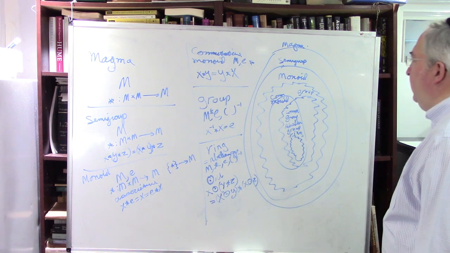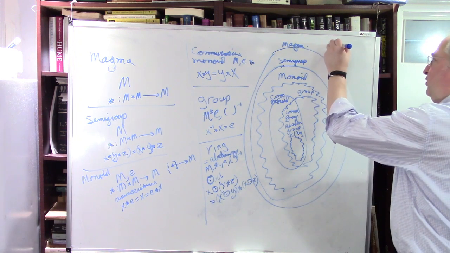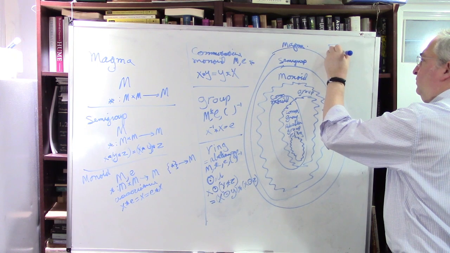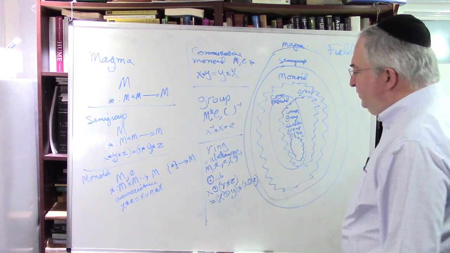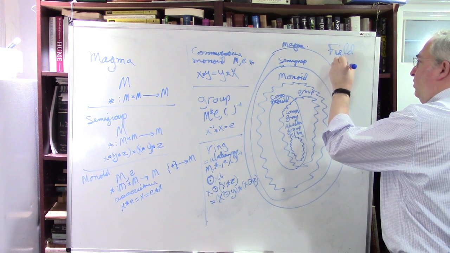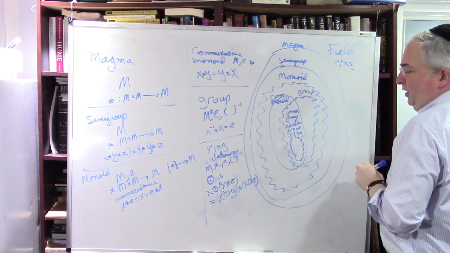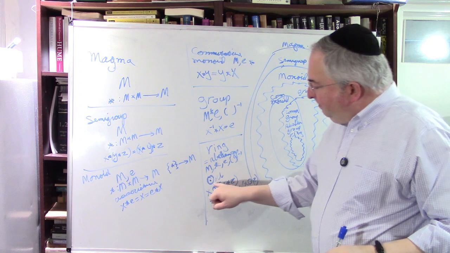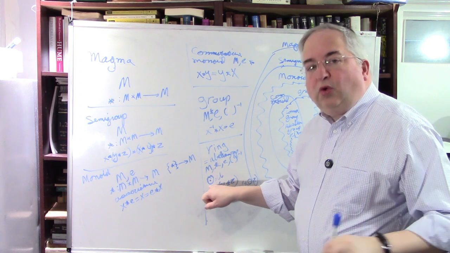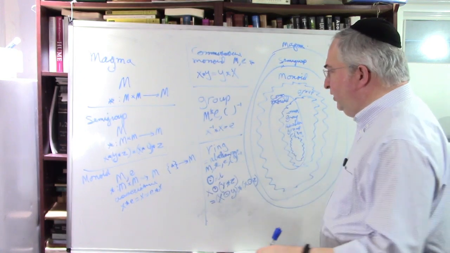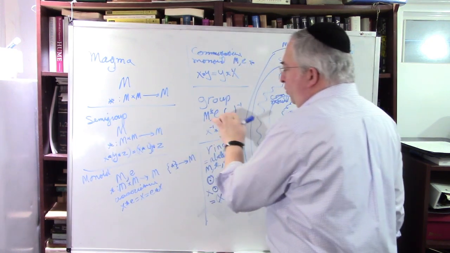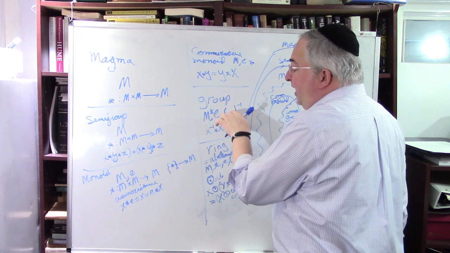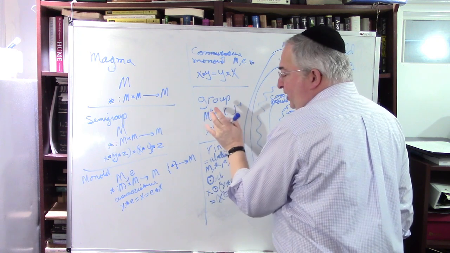Okay? And finally, the last one is called a field. Let me tell you what a field is. A field is a ring, but this multiplication also has an inverse. Let's go through this. What's a group? A group is a monoid where the multiplication has an opposite operation that undoes it.